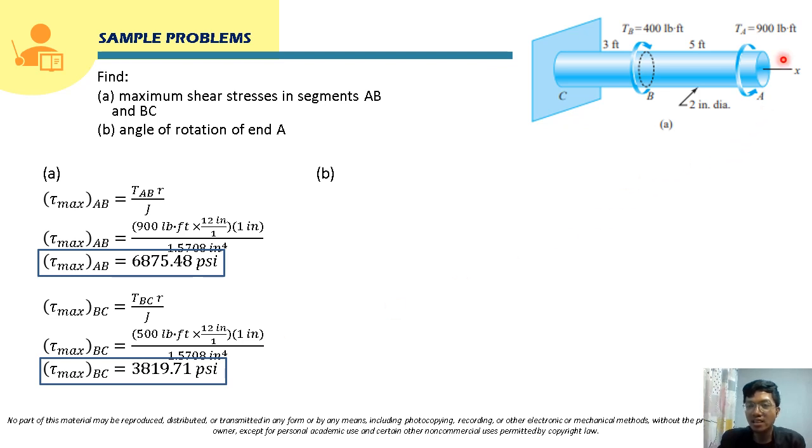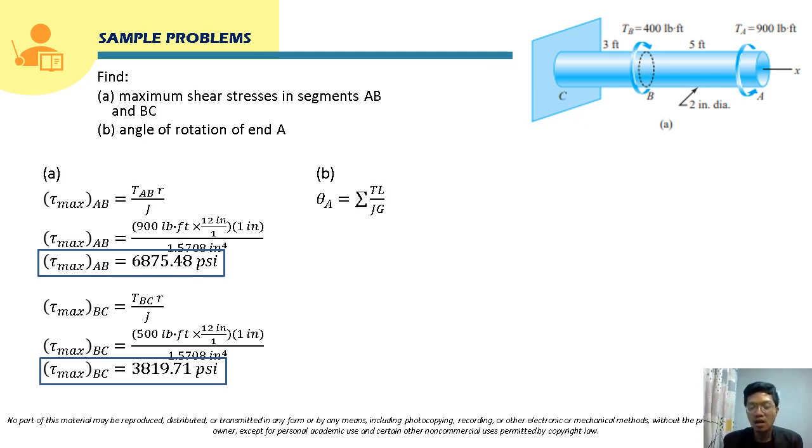Now, for letter B, we are going to solve for the angle of rotation of end A. Again, end A is a free end, so it will have the freedom to rotate upon the application of the torques. So we are going to sum up the angle of rotation, or angle of twist, of segment AB and segment BC to solve for the total angle of rotation here at end A.